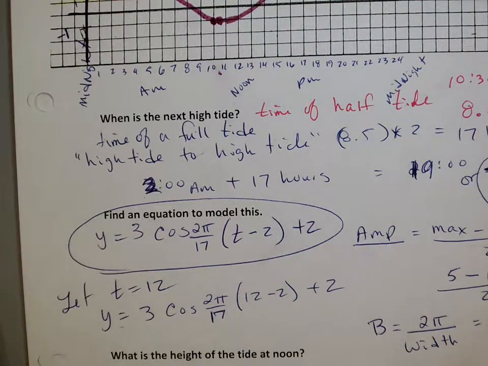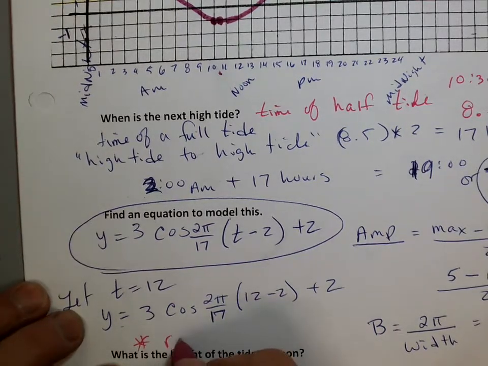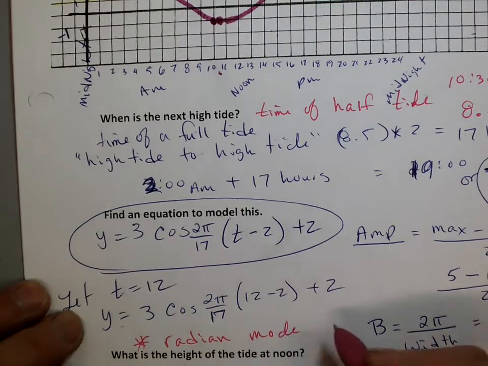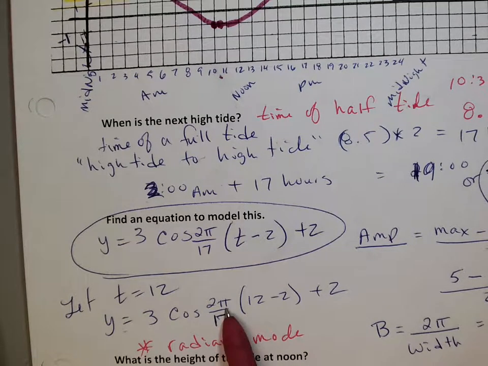Now I want to put this in my calculator. Before I do anything, real big star, radian mode. I have to be in radian mode because I'm going to use my calculator, and I've got pi in there, not degrees, pi, right? I have a question.